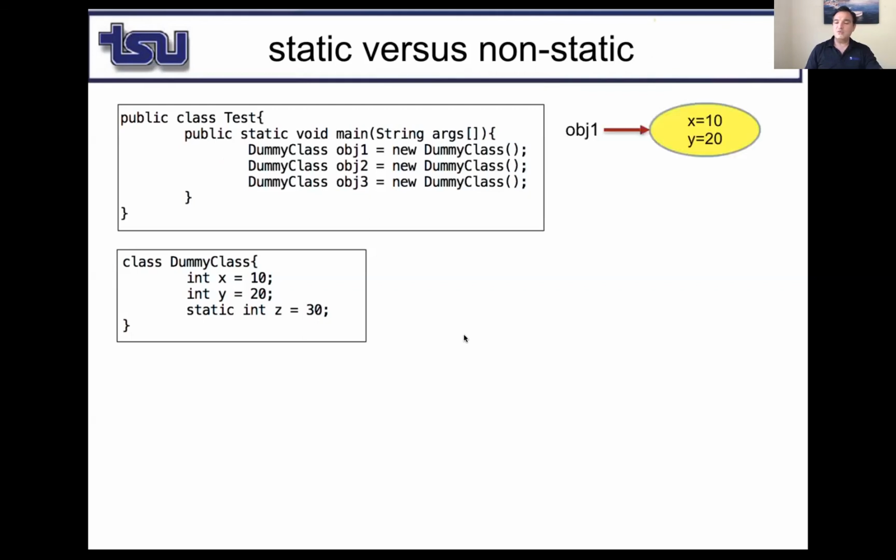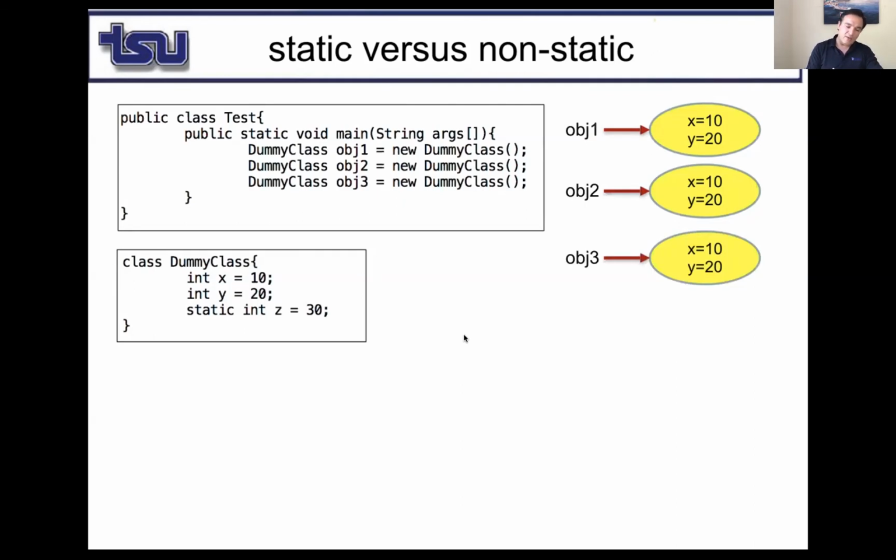When I create object 1, obj1 points somewhere in the memory. I have x and y, and they are initialized to 10 and 20. obj2 points to another memory space. Again, I have x and y as 10 and 20. obj3 points to another memory space. I have x and y, 10 and 20. I have copies of what? Non-static data members. If I have 3 objects, I have 3 copies. If I have 5 objects, I have 5 copies.